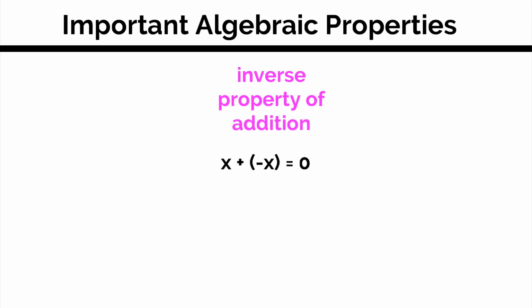And lastly, we have the inverse property of addition. This says that anything plus its additive inverse equals 0. So x plus negative x equals 0. That's pretty much all we need to know in terms of number properties for algebra.